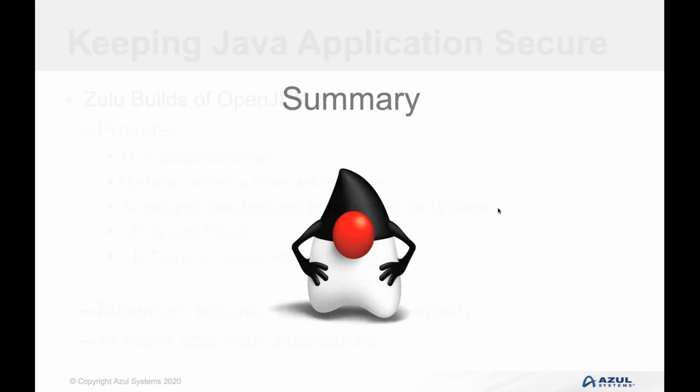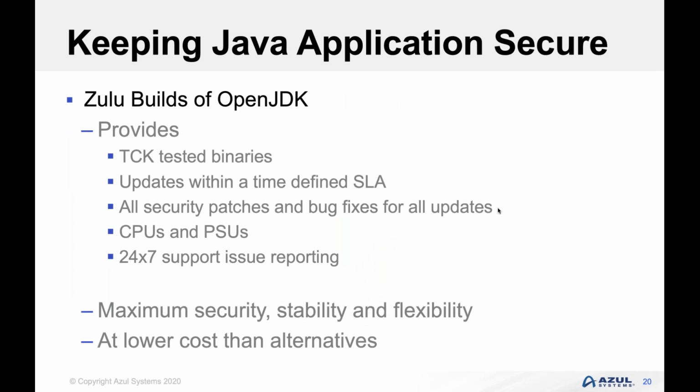So just to summarize, in terms of keeping Java applications secure, from the point of view of the JDK, what you need to consider is a number of different things, and all of these things are addressed by our Zulu builds of OpenJDK. First thing is, are the builds that you're going to use TCK tested? Having the assurance that they pass all those tests and therefore conform to the specification, and you know that any other build that has passed TCK, your applications will run in the same way.